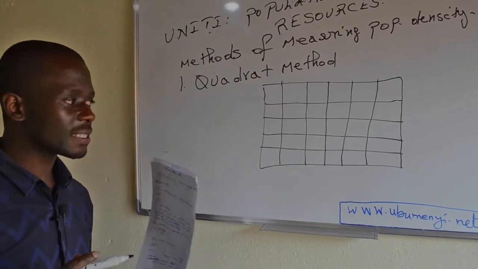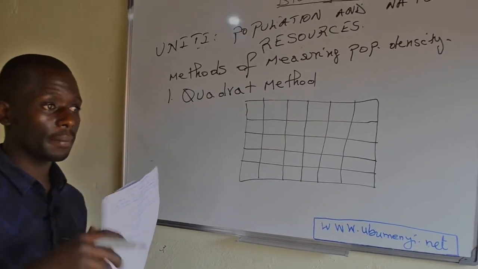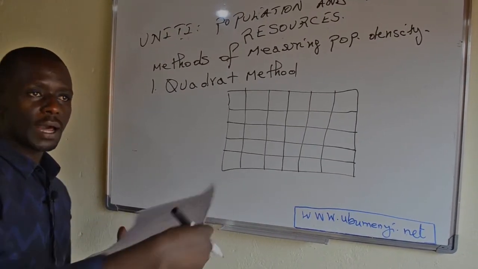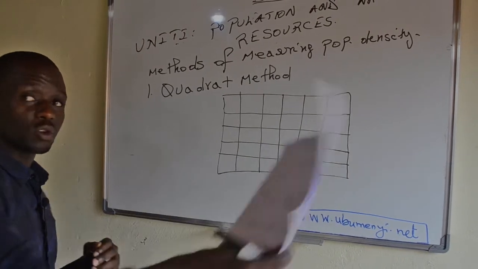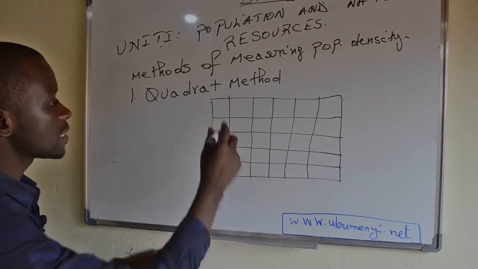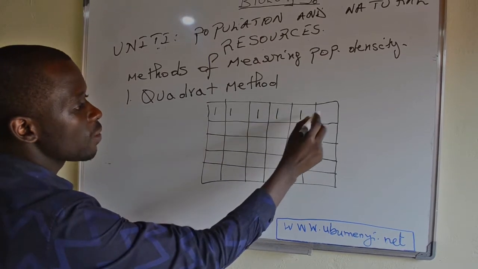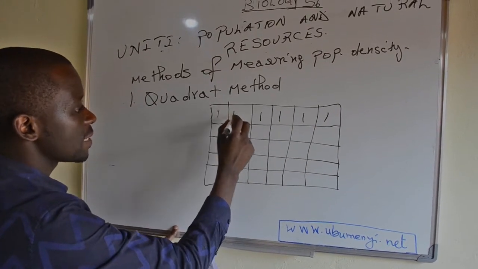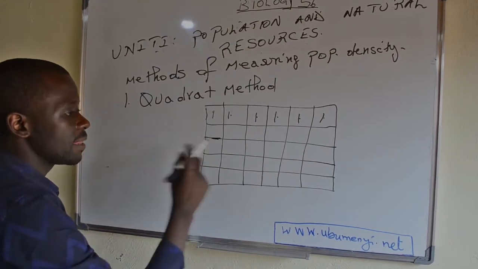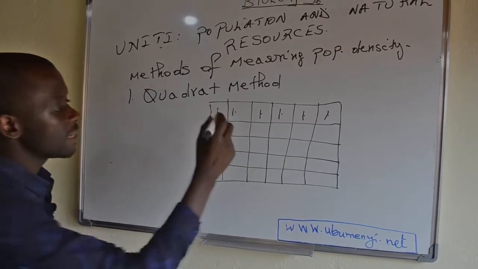But when you place it, you place it without considering a certain place. You place it randomly, like you can even close your eyes and place it randomly, okay? Where it falls, on that place you count. Those are the squares within the quadrat. Let's say in this there are 30 squares, okay? You then count organisms in these squares.